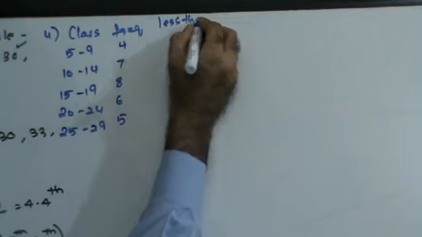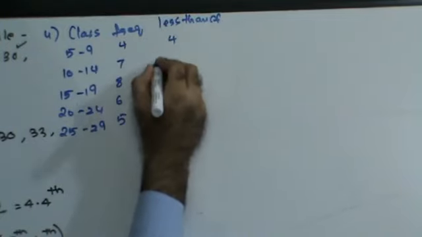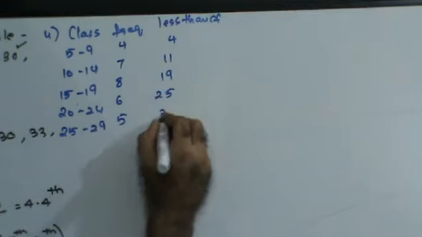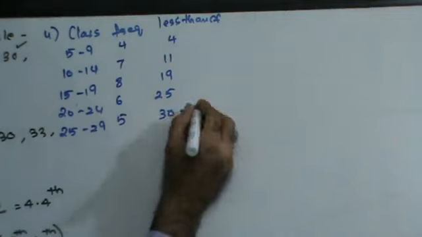Less than CF is 4, 11, 19, 25, 30. Right? Once you have this, this is going to be N. They've asked you to find D3 and D7. I'll only find out D3. I'll tell you to find D7 on your own.